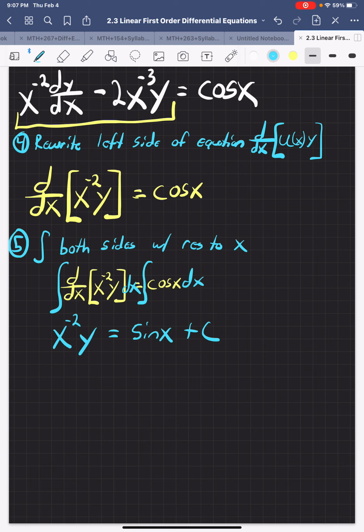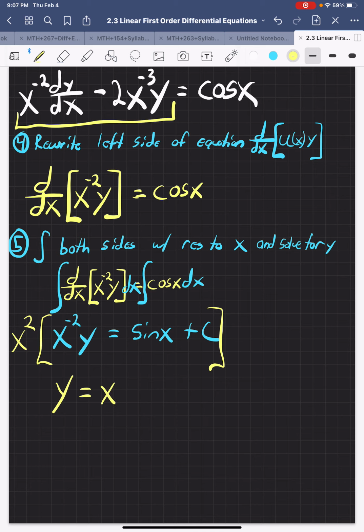So let me go ahead and say integrate both sides and solve for y. So we've integrated both sides. Let's go ahead and solve for y. So we're just simply going to divide by x to the negative 2, which is the same thing as multiplying by x squared. So y is equal to, all I'm going to do is just multiply by x squared. It's a lot easier than dividing by x to the negative 2. So that would get y by itself.